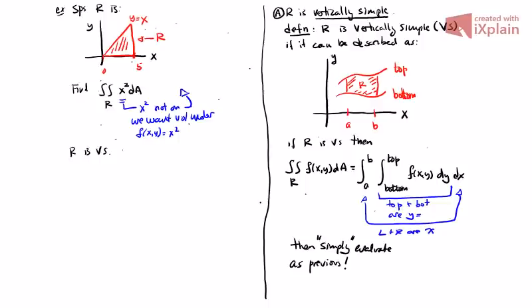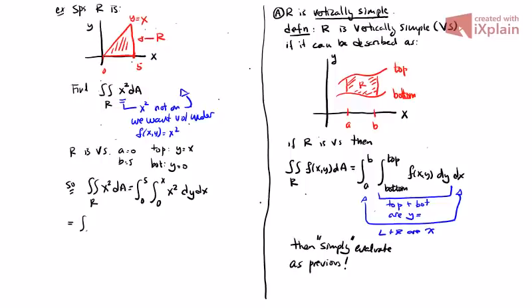Right, because it's between A equals 0, B equals 5. Top is y equals x. Bottom is y equals 0. So this double integral turns into a double iterated integral, just like that. And then of course we can evaluate this thing as we did before. We can integrate inside with respect to y. X is the constant. We can plug those limits of integration in for y, because that's what we integrated with respect to.